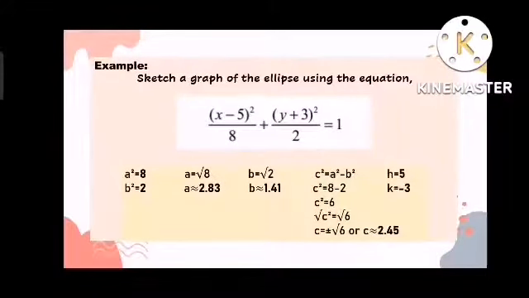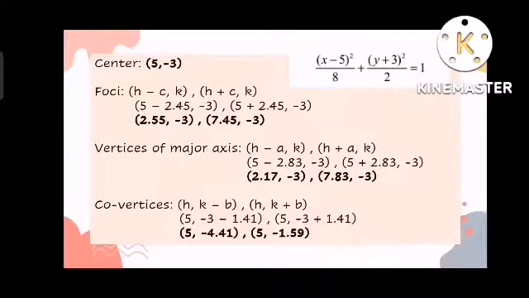And now let's move on to the next step, which is to get the center, foci, vertices, and co-vertices of this equation. So looking back at our equation, since we have x minus 5 and y plus 3, the center of the ellipse would be 5 and negative 3, which is h is equal to 5 and k is equal to negative 3. Next is the foci. So remember that c is equal to 2.45.